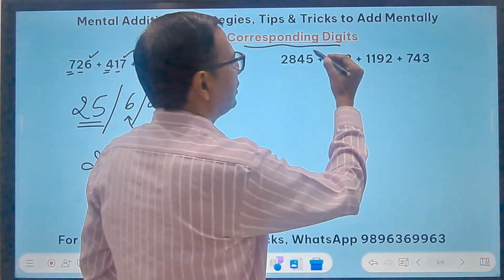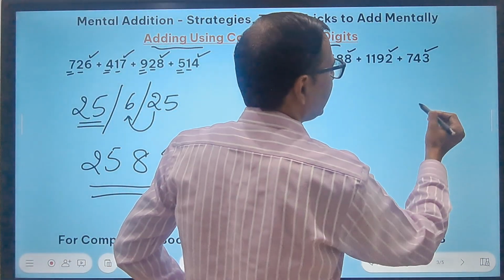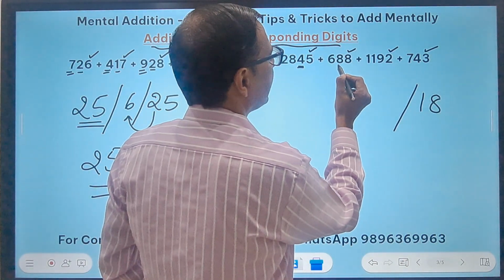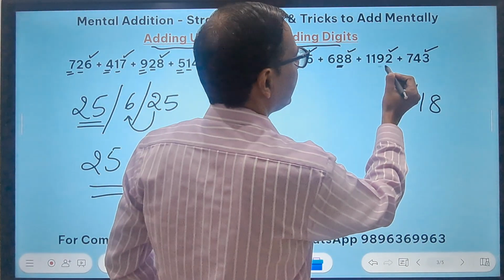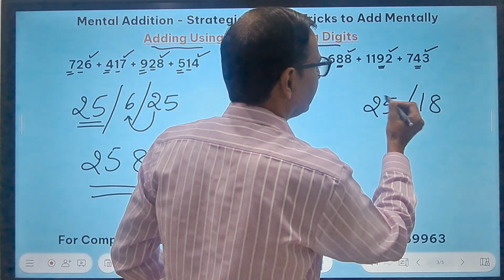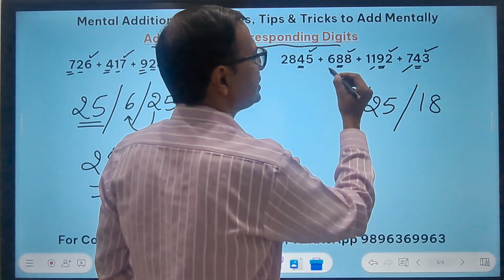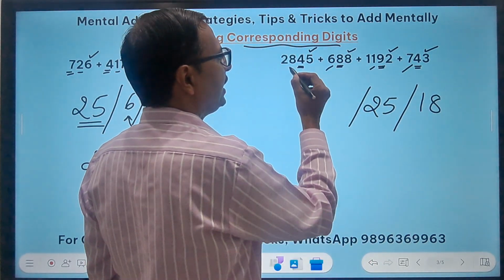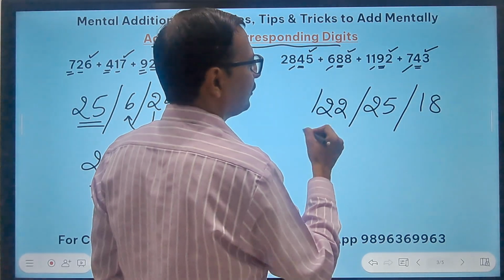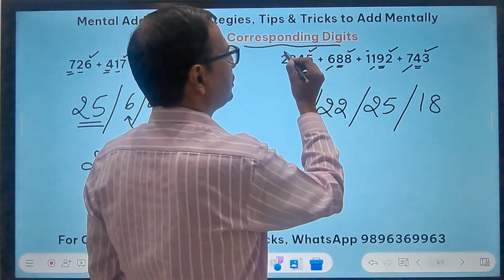Likewise here, 5 plus 8 is 13, plus 2 is 15, plus 3 is 18. Now the second digit: 4 plus 8 is 12, plus 9 is 21, plus 4 is 25. Third digit: 7 plus 1 is 8, plus 6 is 14, plus 8 is 22. There we go. And the fourth digit, 1 and 2.